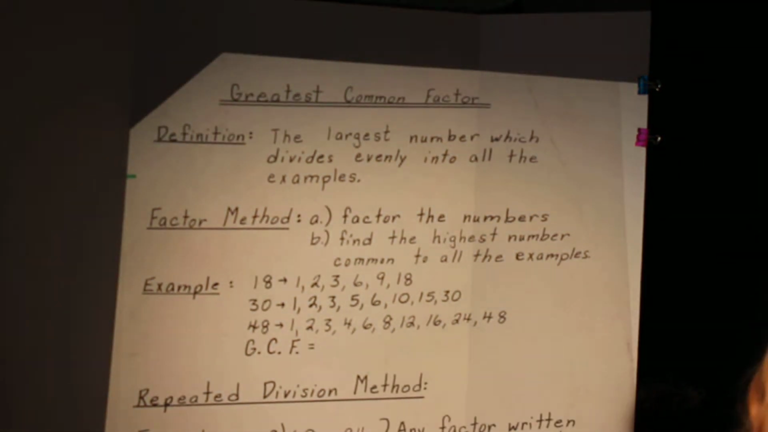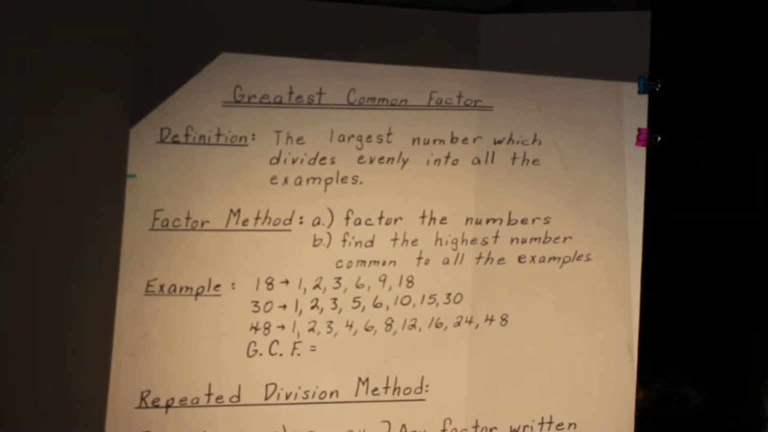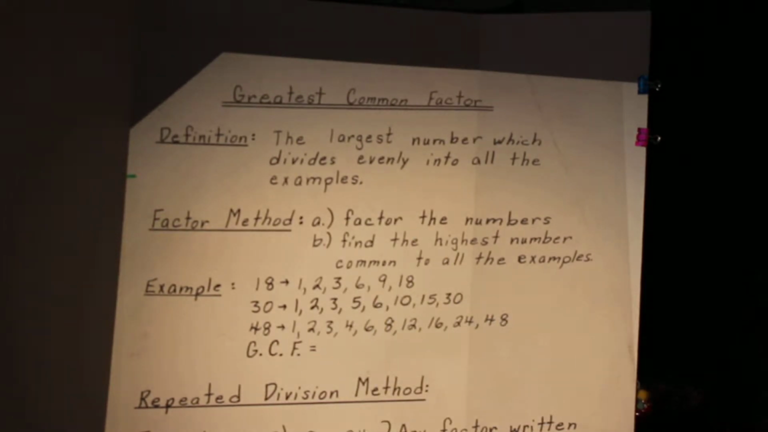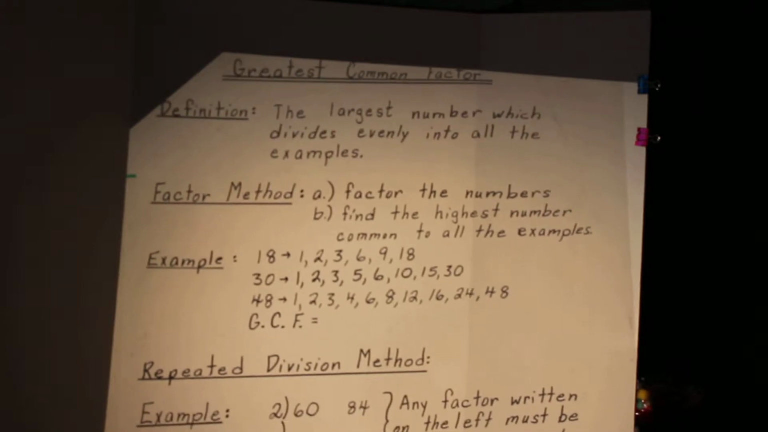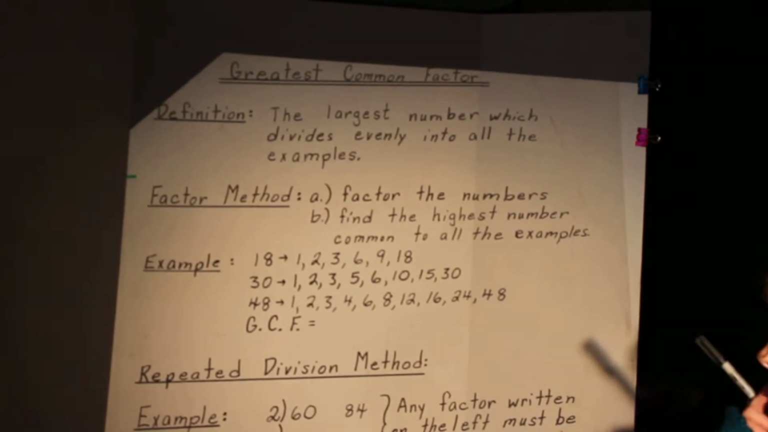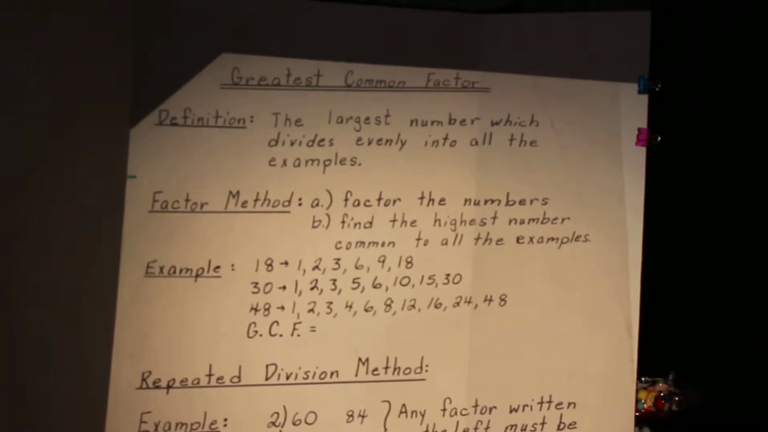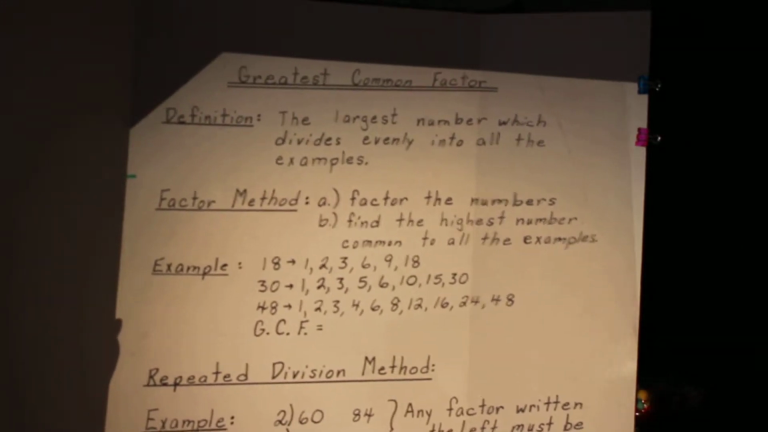Greatest common factor: you're looking for the largest number that will divide evenly into all the examples that you're given. So we're going to look at two methods. The first one's the factor method, and the second one's the repeated division method. So look at the factor method first.